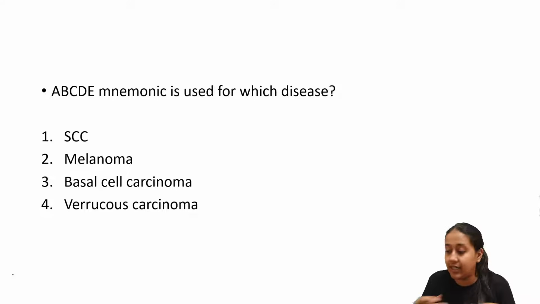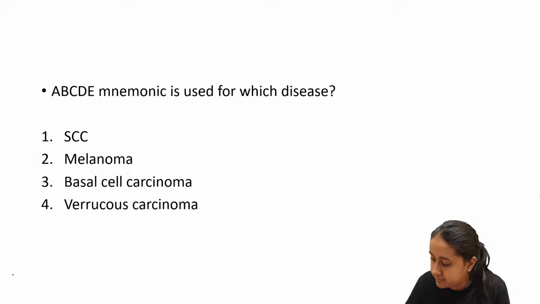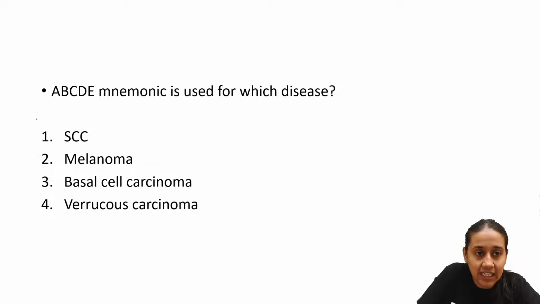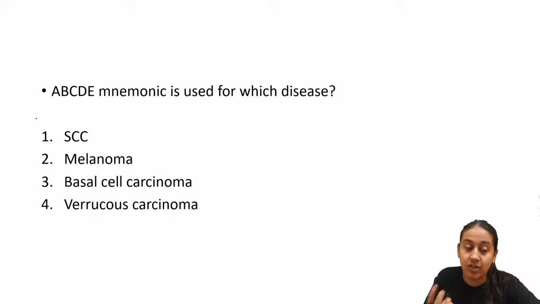A, B, C, D, E mnemonic is used for. Very nice, very nice. This is a frequently asked question. I think we have seen a lot of questions on this particular topic. So A, B, C, D, E mnemonic, it's not actually a mnemonic, it's a diagnostic criteria to look for the conversion of benign lesions into malignant. Very, very important for melanoma.